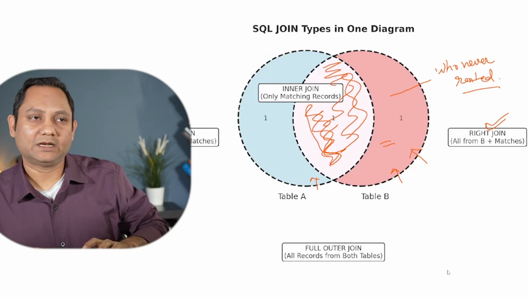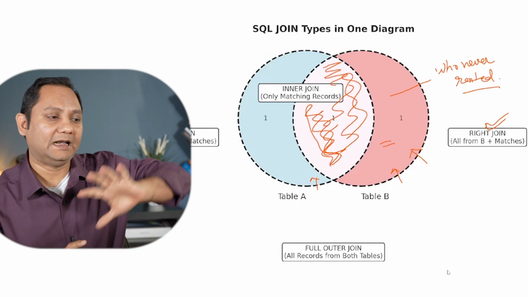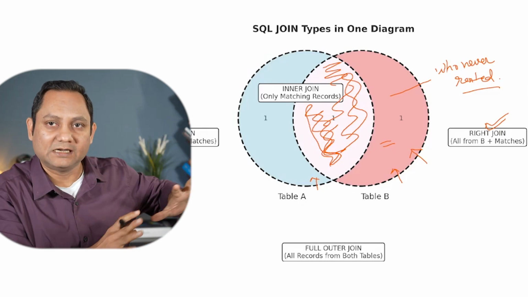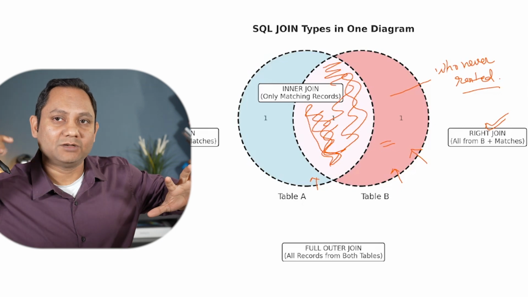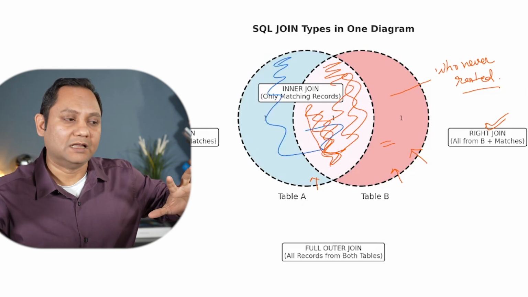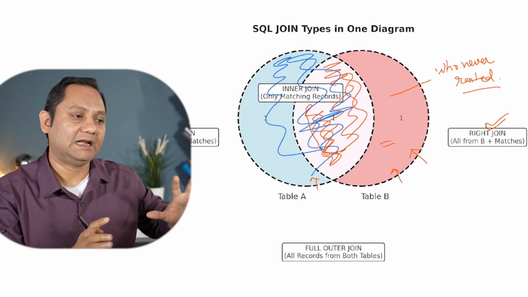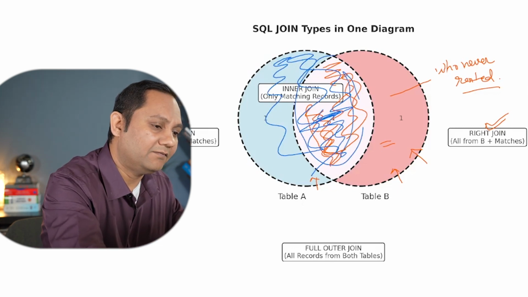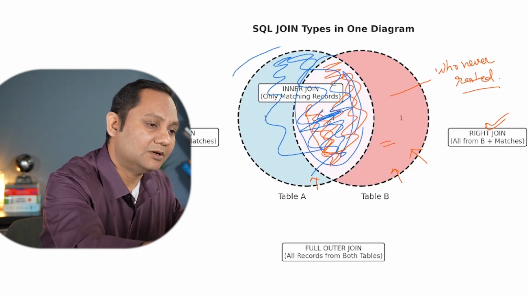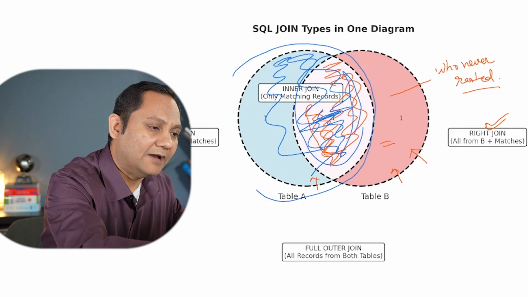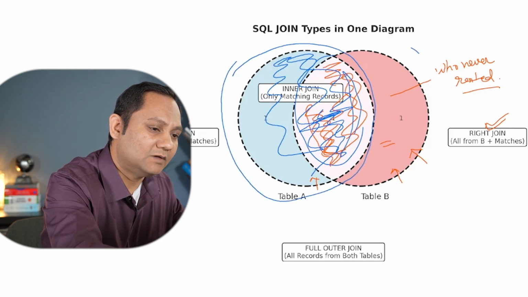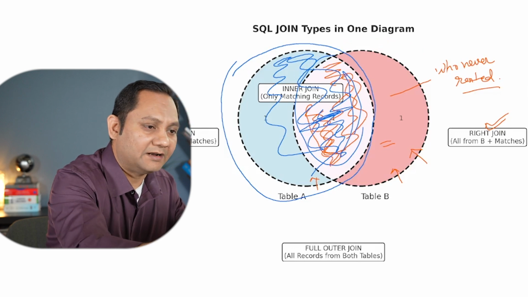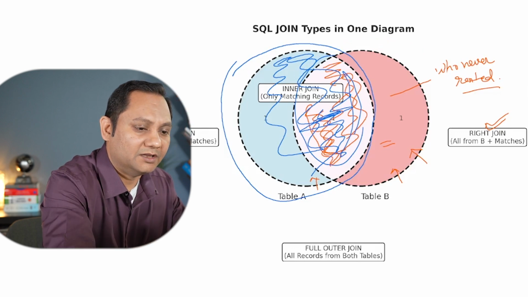And in cases when I need everything from my left table, say for example, I need everything from the rental table, even if customer information doesn't exist for that, then I will use a left join. In that case, I will get everything from my first table plus the matching. I will get this portion. So left join will give me this much. Right join will give me, I will say in the red color, this much.